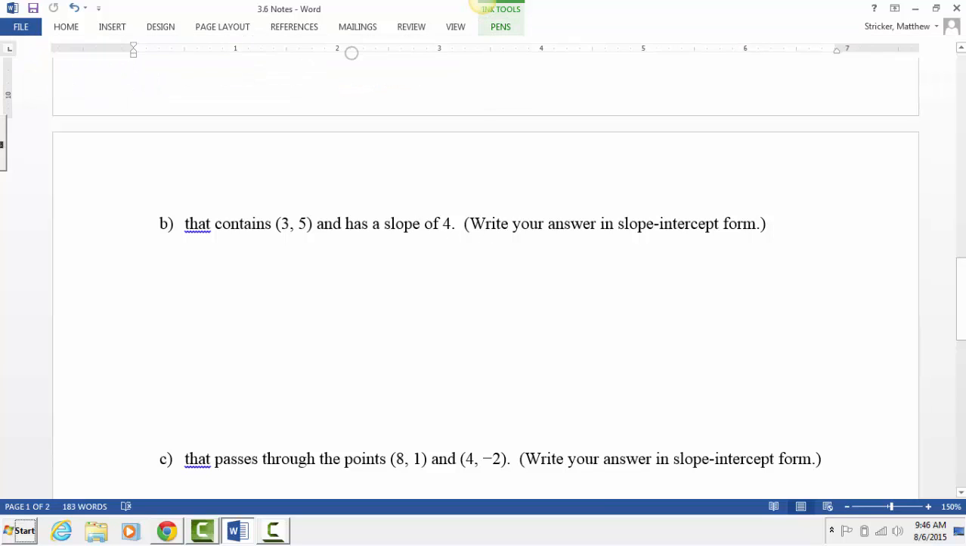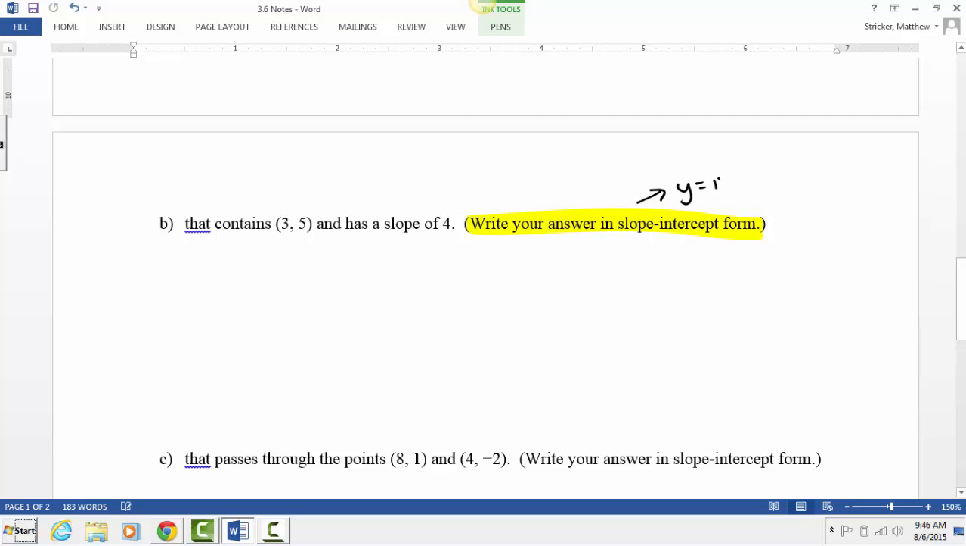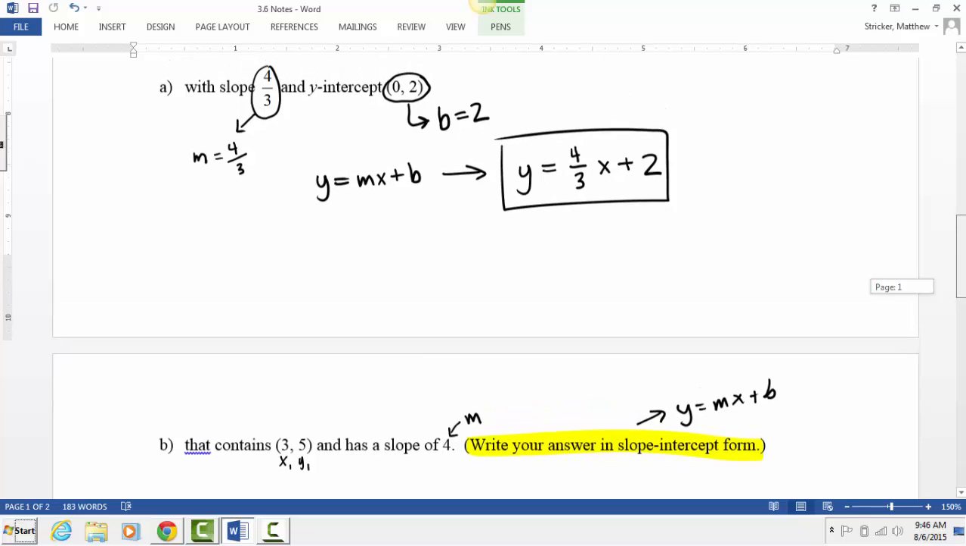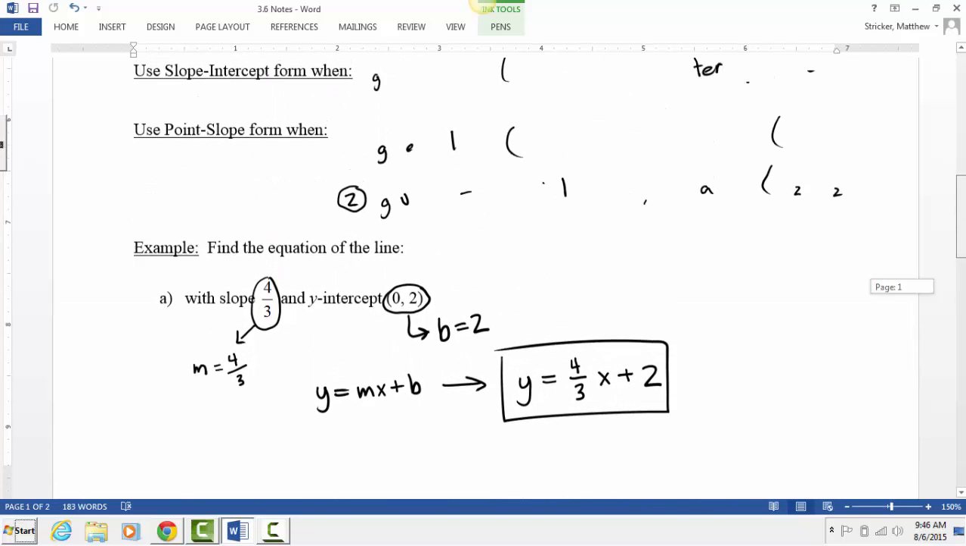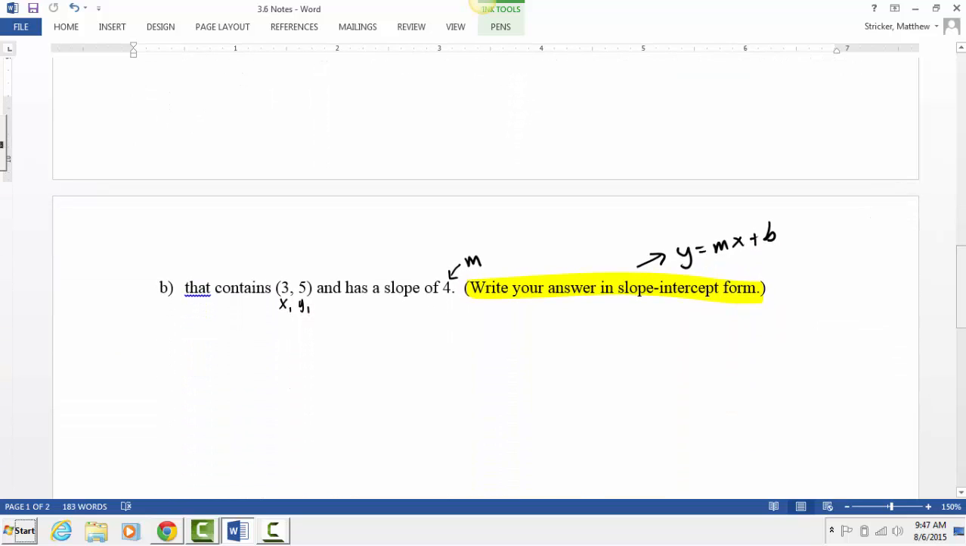We know that to mean that we want to write in y equals mx plus b form. And here we're given some information. The point, remember, we can think of this as an x1 and a y1. And of course this is our m. And we know this is a case where we want to use the other form though. We want to use point-slope form. Use point-slope form when you're given the slope and a point.